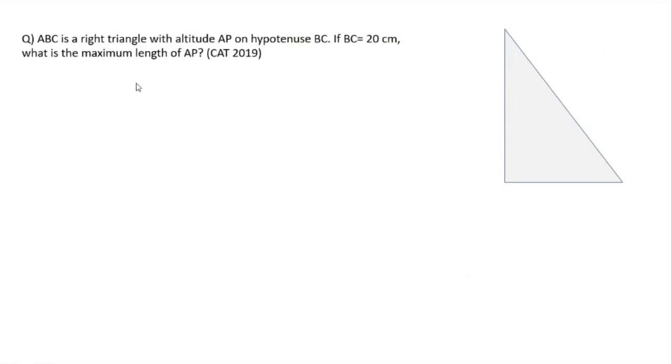Again, a CAT 2019 question, even more recent than the last one. ABC right triangle, altitude AP on hypotenuse BC. Okay, this figure is already drawn, so it's a right triangle ABC. Altitude AP on hypotenuse BC. Again, this setup that we discussed, right? If it's a right triangle and you shoot a 90-degree altitude from the vertex of the 90-degree. This is AP.